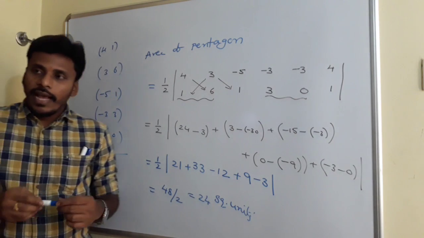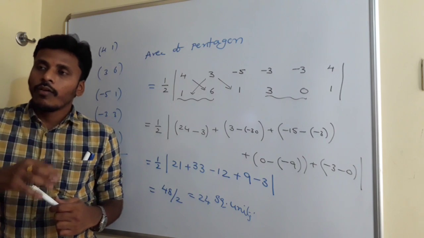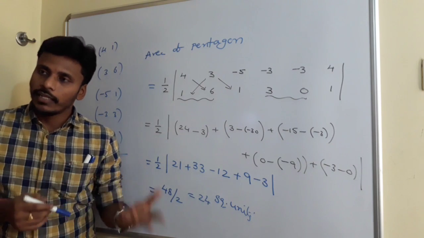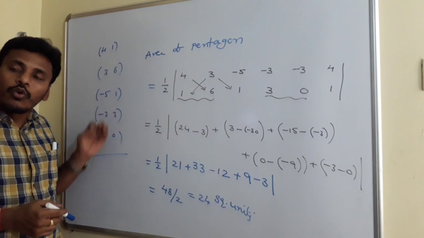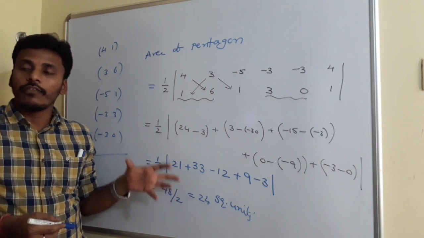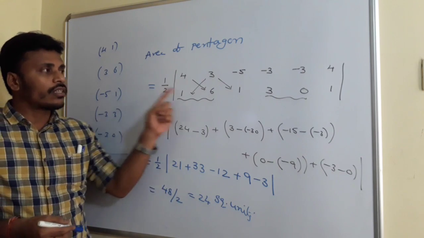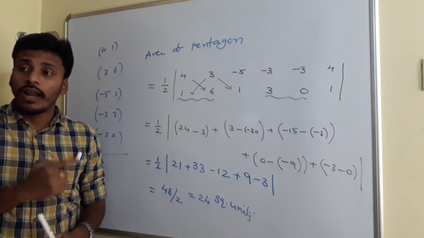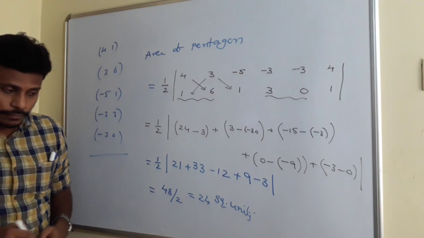So now in this class we are going to deal with finding the area of triangles and polygons whose vertices are given. So this is the way of finding the area of a pentagon if 5 vertices are given, using this crisscross technique. Just have a look. I will move on to the next problem.